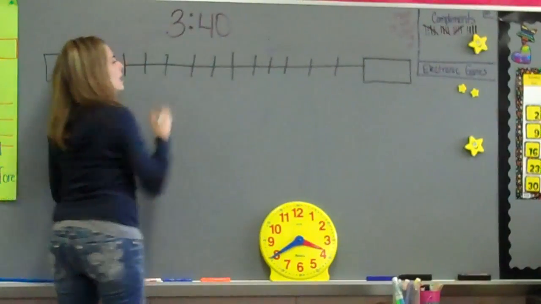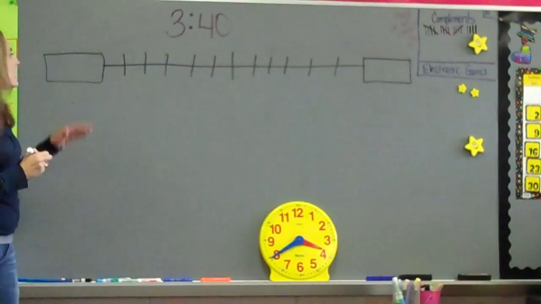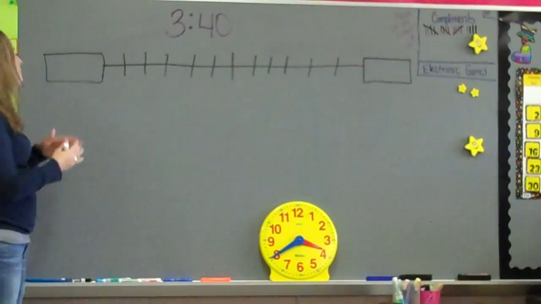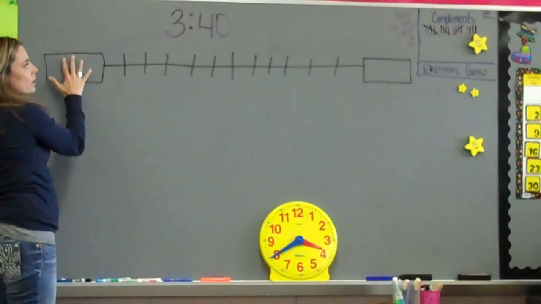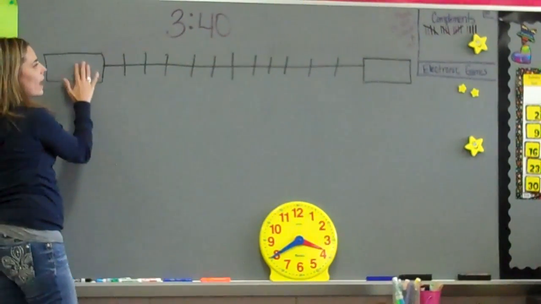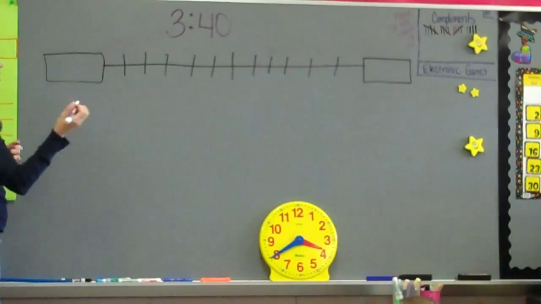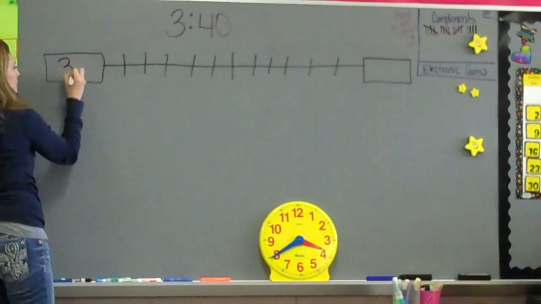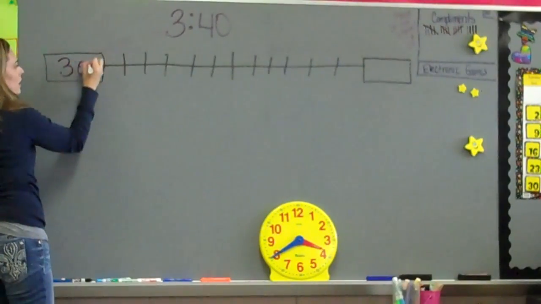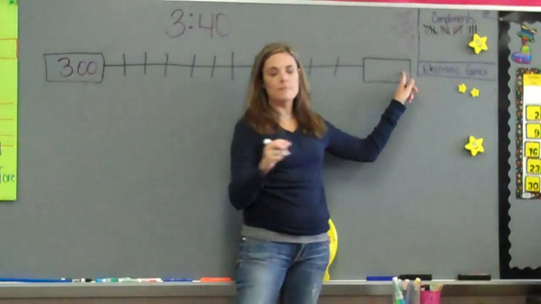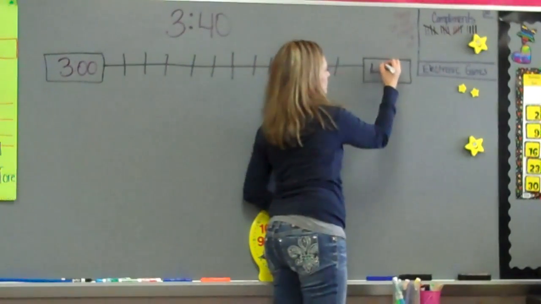Okay. The second thing I'm going to do is fill in my boxes, my time on a line. I have to fill in what hour is going to go here. So what hour for 3:40 is going to go in the first box? Tell me. 3 o'clock. So if I have 3 o'clock in the first box, what's going to go in the second box? 4 o'clock. 4 o'clock.